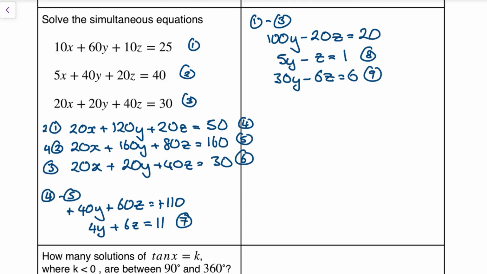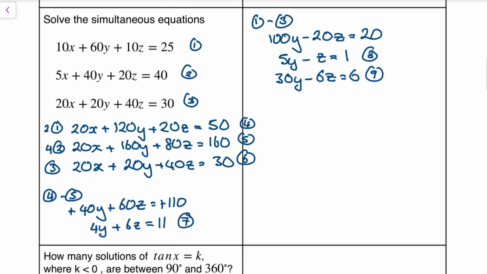Then I've got equation 7 has plus 6z, equation 9 has minus 6z, so I'm going to do equation 9 plus equation 7. So 30y plus 4y is going to be 34y. I'm hoping for a 17 here. 6z minus 6z goes away, thankfully. And 6 plus 11, yes indeed, we do have it, is equal to 17, which means that y is equal to a half. That's not very nice, is it? I was hoping for an integer.